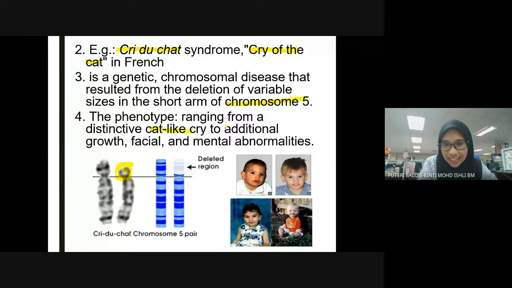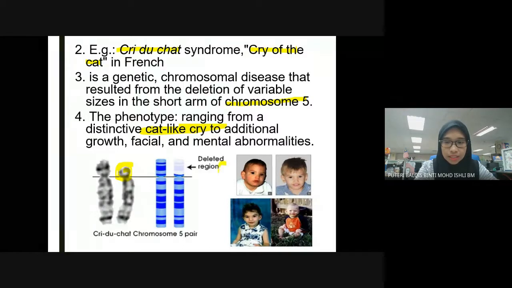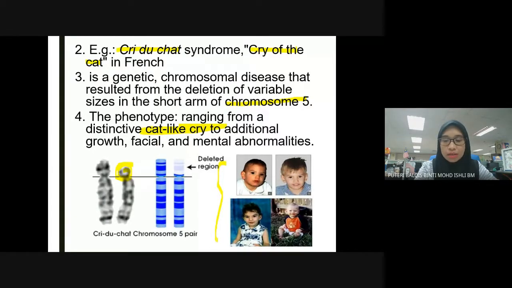Cat-like cry. Dia akan menangis, dia macam bunyi kucing. Okay, selain dari itu dia akan ada additional growth, facial and mental abnormalities. Macam ni lah, ini adalah contoh toddler yang ada cri-du-chat syndrome, cat-like cry.